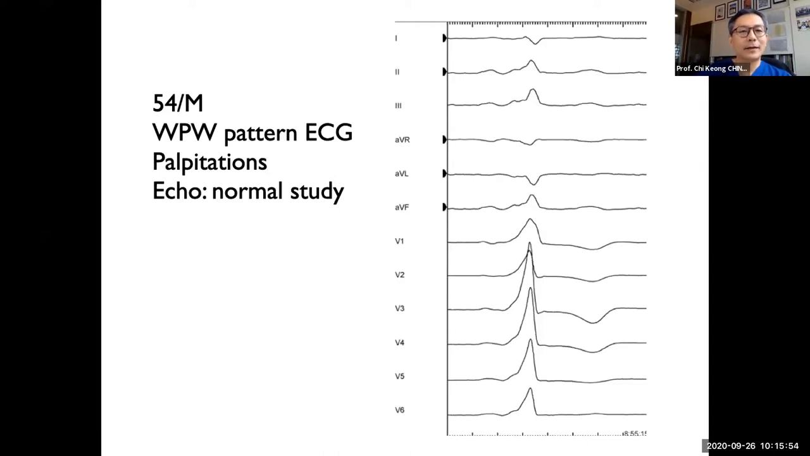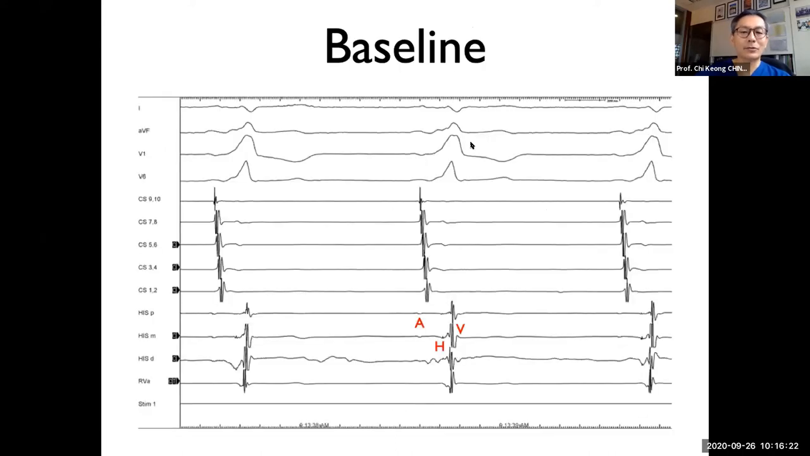All right, let me move on to a second case. A 54-year-old man, WPW pattern ECG, palpitations. This is just a 12-lead to show a pre-excited ECG. Of note, V1 is positive, so it's left-sided. Lead one is a little positive before it goes negative. You suspect it to be probably left lateral at most, maybe the 2-3 o'clock region on the mitral annulus for this manifest pathway. A baseline just to show the A, H and V: the H is buried or on time with the onset of QRS. This is expected in a person with a WPW ECG.